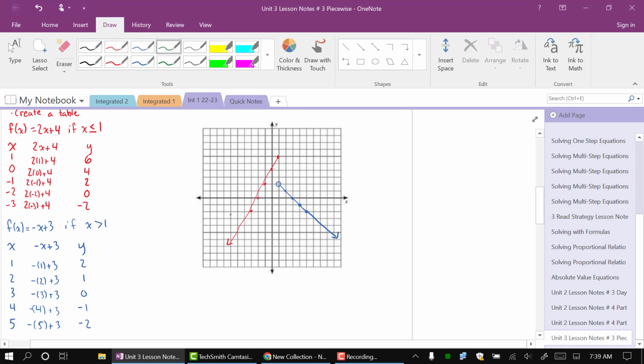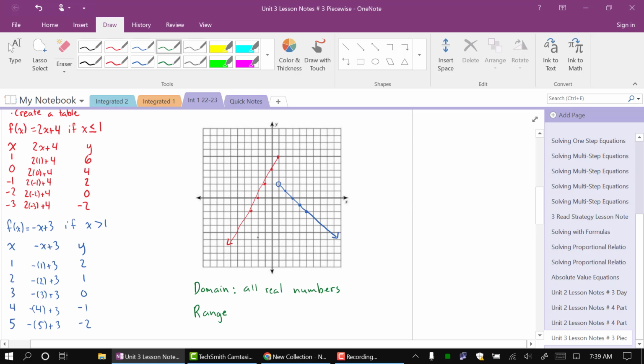Now we want to figure out what is the domain and what is the range. So the domain is all the x values that we could put in here. And if you notice, this just keeps going from left to right. So that would be all real numbers. So any number on our number line is going to be in this domain.